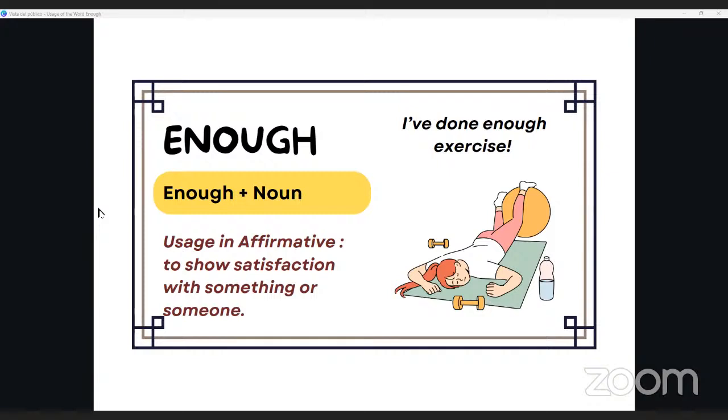So, enough plus a noun, you're satisfied with that noun. Estás satisfecha con lo que haya sucedido. In this case, enough exercise. I've done enough exercise. Ya hice suficiente ejercicio. Estoy feliz con la cantidad de ejercicio que ya hice. So, there we leave it. And that's it. So, very good.